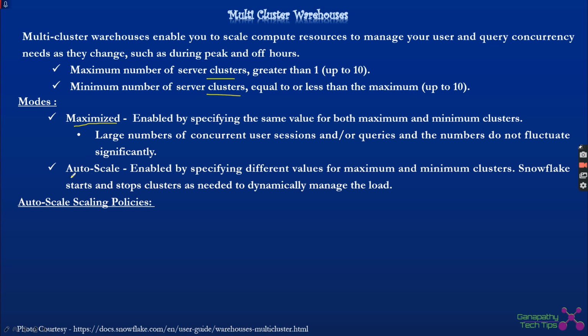But if you want something more economical, you need to make use of auto scale mode. Auto scale is where we define different numbers for minimum and maximum. The minimum number of clusters will be started at first. Depending on the workload, it can scale out the number of clusters, going up to the maximum number if you have more workloads. This is more beneficial in terms of economy. Why? Because not all the clusters are spun up at the initial level.